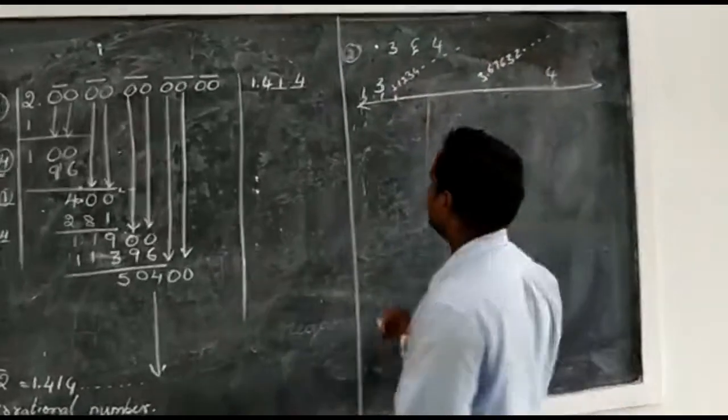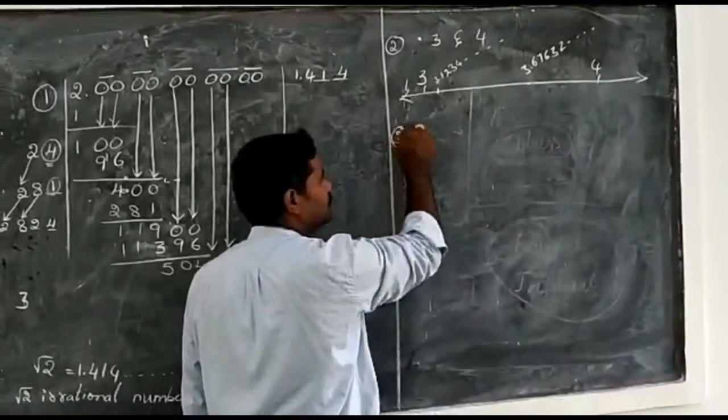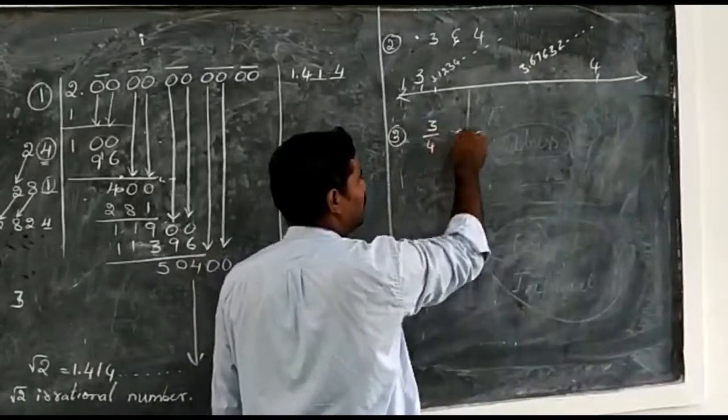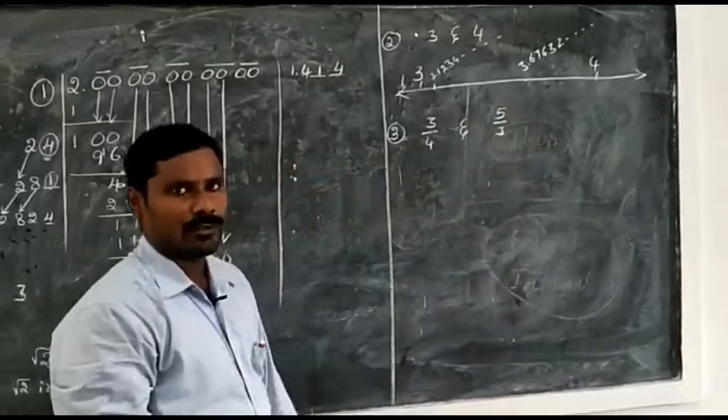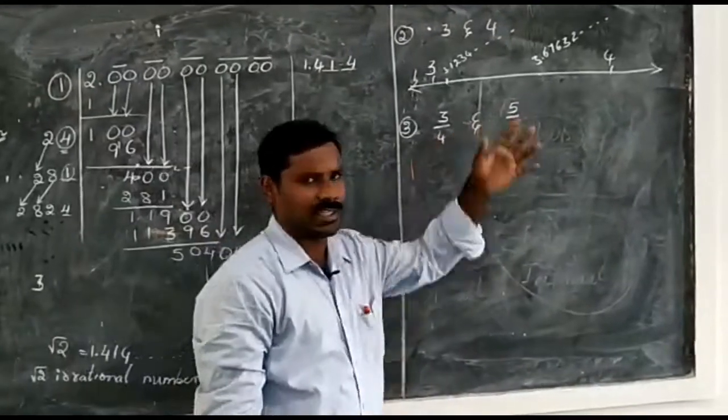Now I am taking one more example, 3 by 4 and 5 by 3. These two are rational numbers.